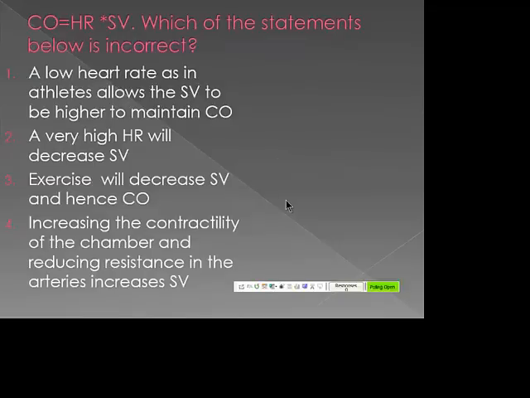So let's take a look at this statement and tell me which of the below is incorrect.